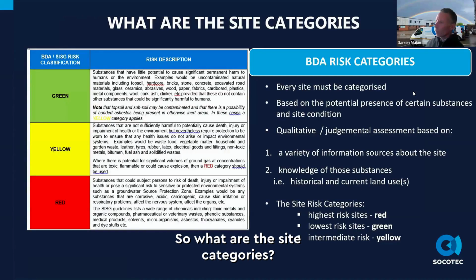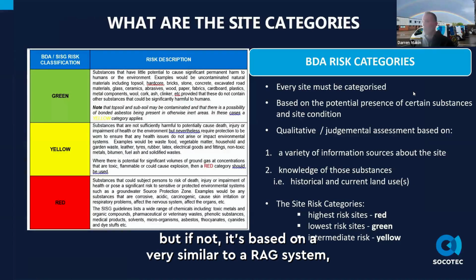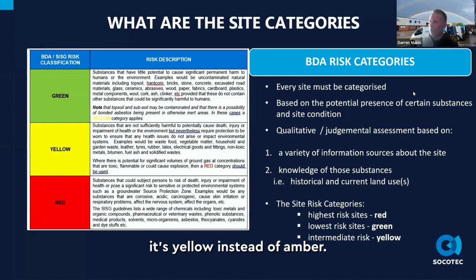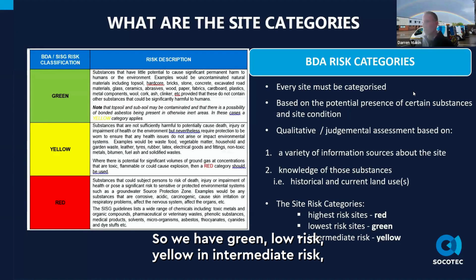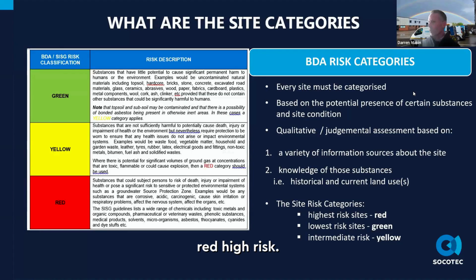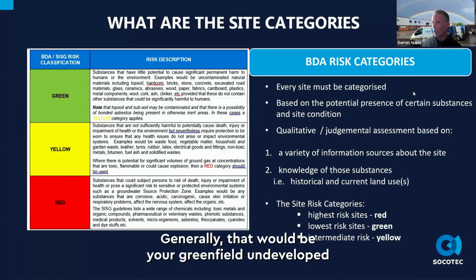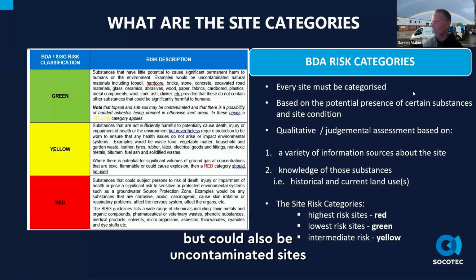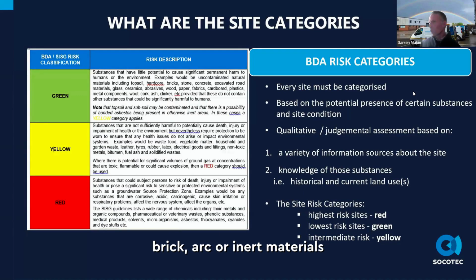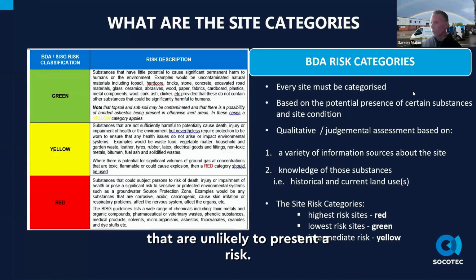So what are the site categories? A lot of people working in the industry are already aware, but if not, it's very similar to a RAG system, but it's yellow instead of amber. So we have green, low risk, yellow, intermediate risk, and red, high risk. These are based on the likelihood and potential for coming into contact with specific contaminants defined in the risk description. So green, for example, is substances that have little potential to cause significant permanent harm to humans and the environment. Generally, that would be your greenfield undeveloped sites, but could also be uncontaminated sites with uncontaminated natural materials, brick, hardcore, and inert materials that are unlikely to present a risk.